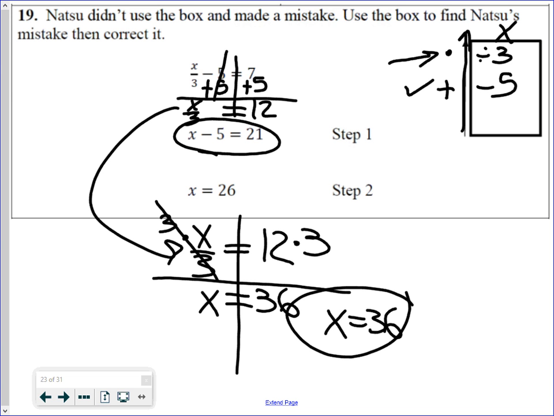Okay, guys, so that's it for solving two-step equations with fractions. I hope the box was able to help you out and to see what we were doing and the order we were doing these in. And we'll see you next time.